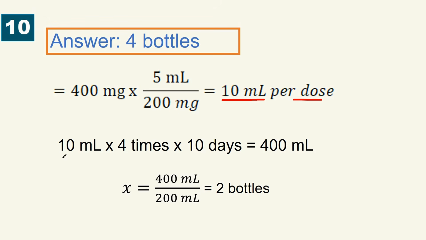So each dose 10 mils, and then 4 times a day, means every 6 hours, 10 days. Total liquid is 400 mils. So each bottle is 200 mils. So therefore, if you divide this 400 by 200, it gives you 2 bottles. So correct answer is 2 bottles.